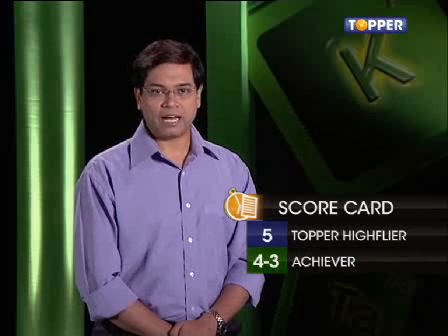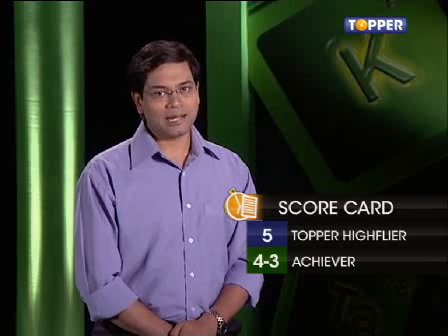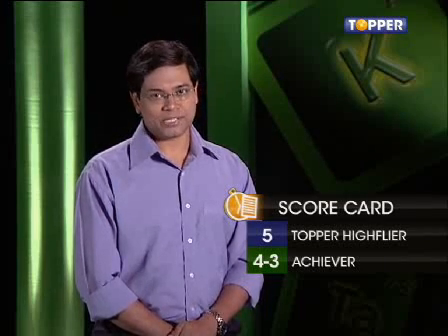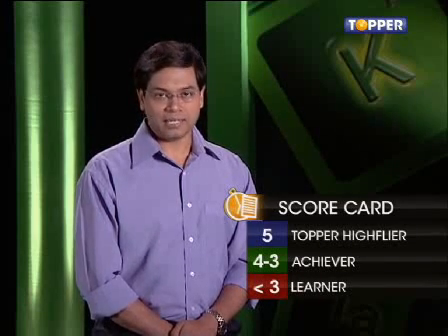4 or 3 on 5 makes you an achiever. You are doing well, but perhaps you need to work a little harder to clear your concepts. If you have scored less than 3, then you are still a learner.